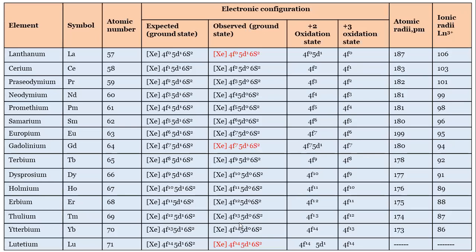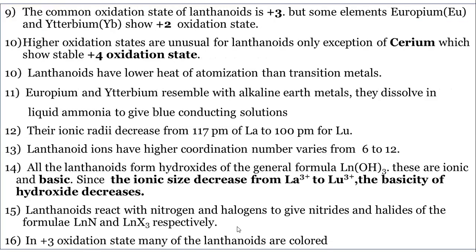The first effect is that basicity decreases. It is also shown in this property. Basicity decreases from lanthanum to lutetium. So lanthanum hydroxide is a strong base, and lutetium hydroxide is a weak base. This property is due to the lanthanide contraction, remember.